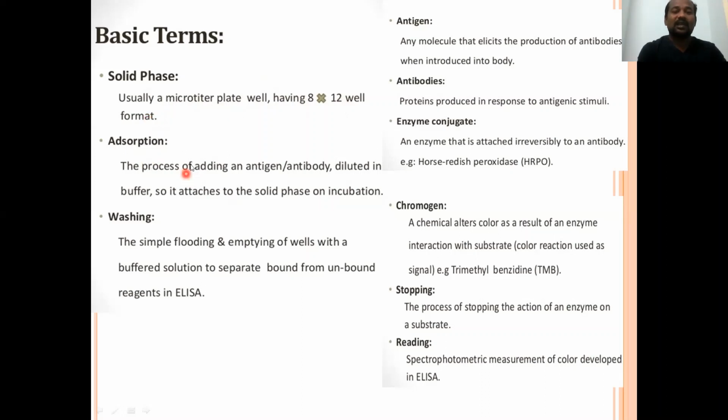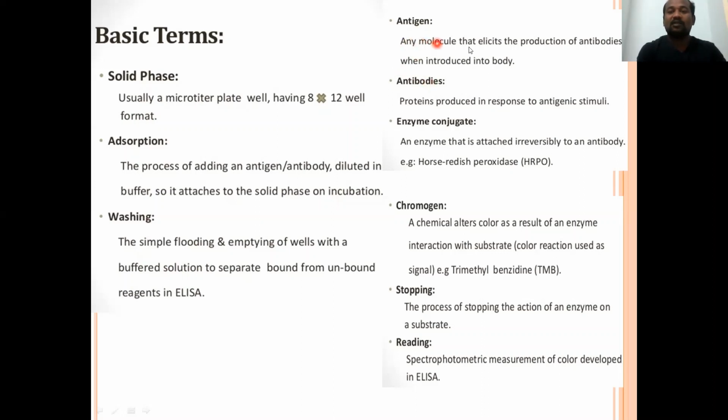Adsorption is the process of attachment of antigen or antibody to the solid phase with the help of buffer during the incubation. So during the incubation period, the antigen or antibody of interest is attached to the solid support, that is the microtiter plate. Washing is the process usually done at each and every step of the ELISA test. So washing can be done with the buffer, right? Then another is the antigen and antibodies.